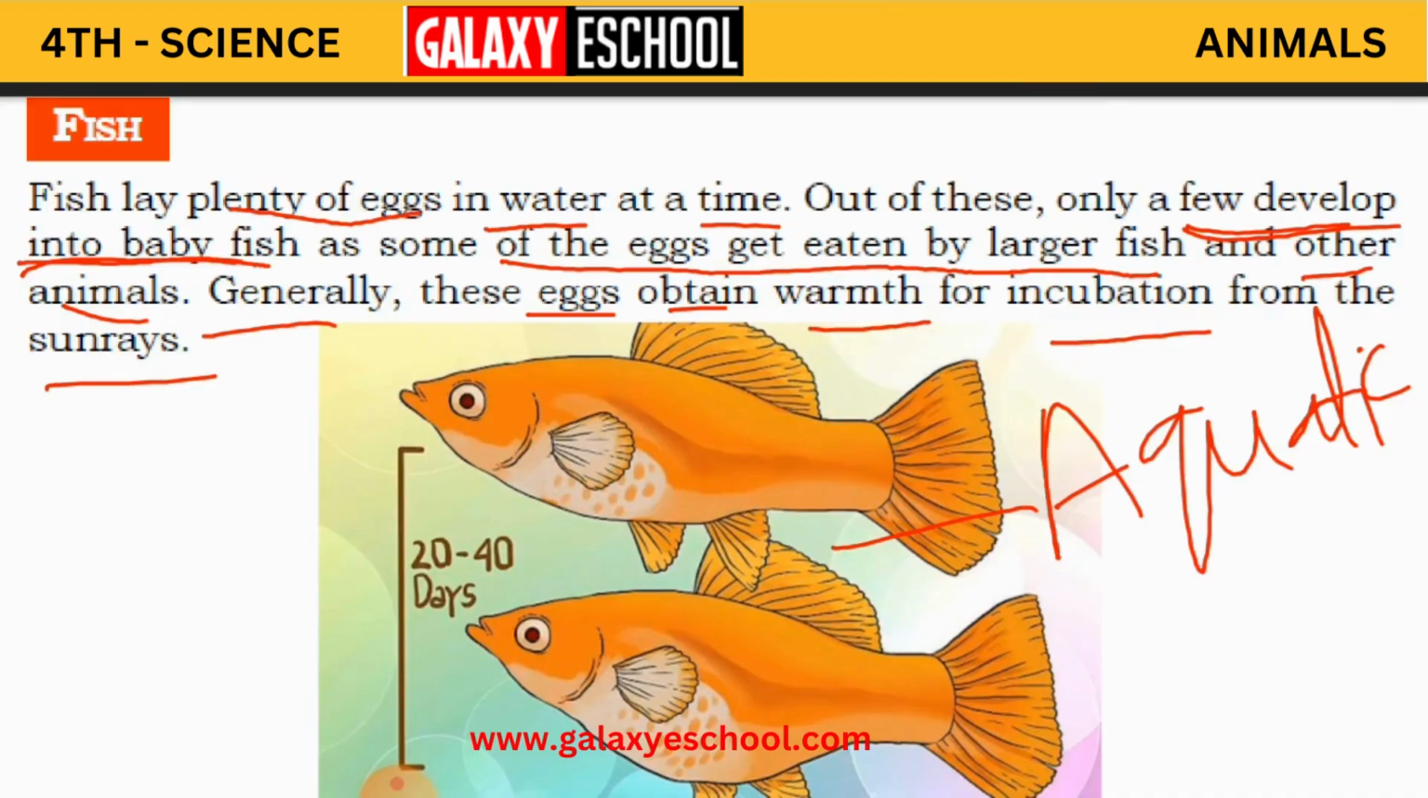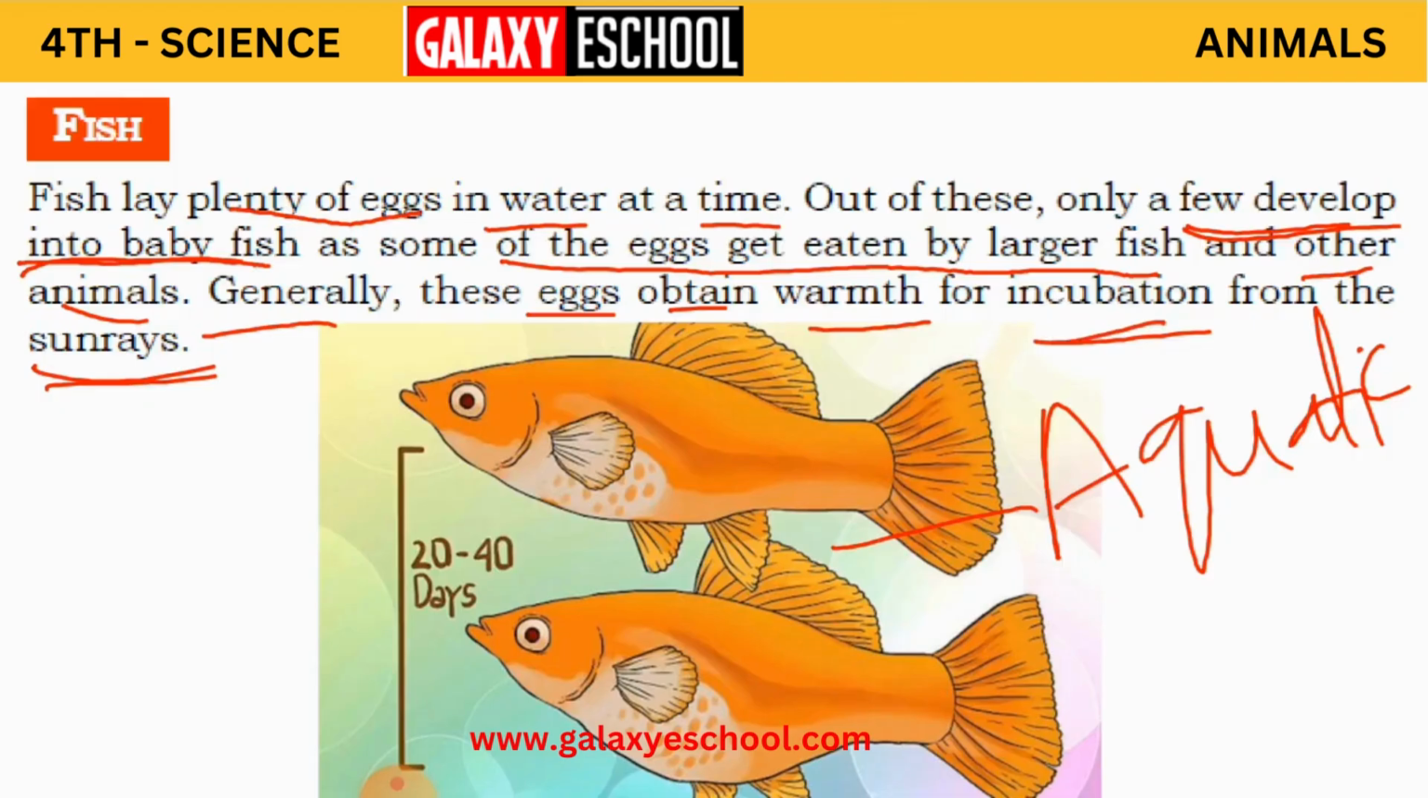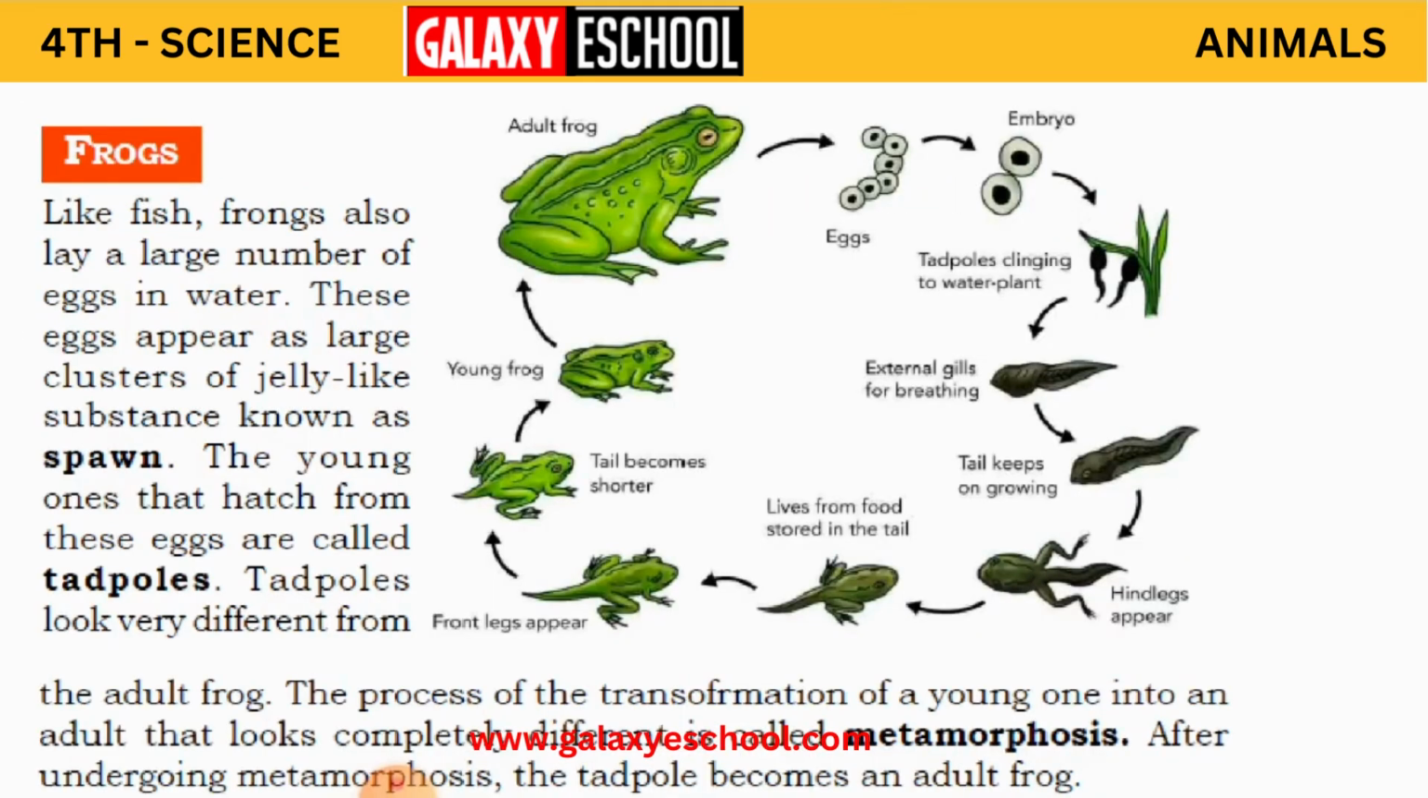So how do these fish eggs get the warmness, that is the warmth? Okay, they get it from the sun rays. Normally the sun rays also fall on the water. So by that, these fish eggs obtain the warmth for incubation. Clear, children? Now we'll see about the frogs here.